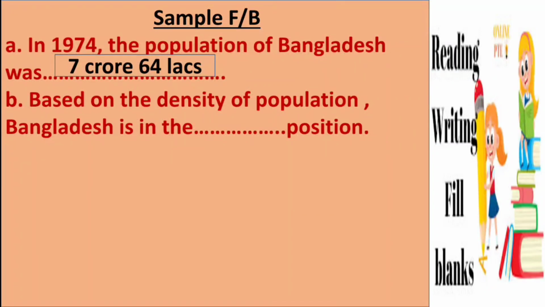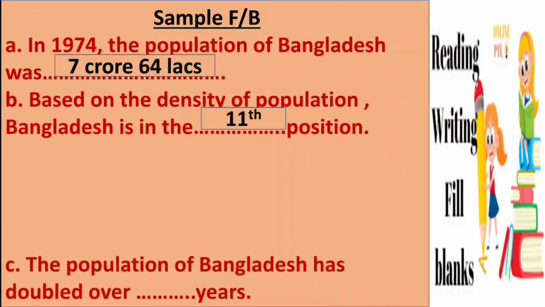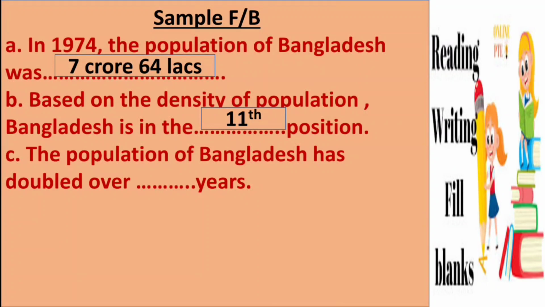As you have learned in the chapter before, can you guess what will be here in the place of the blanks? Very good. Excellent answer. It is 11th. Based on the density of population, Bangladesh is in the 11th position. The next question, dear. The population of Bangladesh has doubled over dash years. What will be the answer? Excellent. It is 37 years.